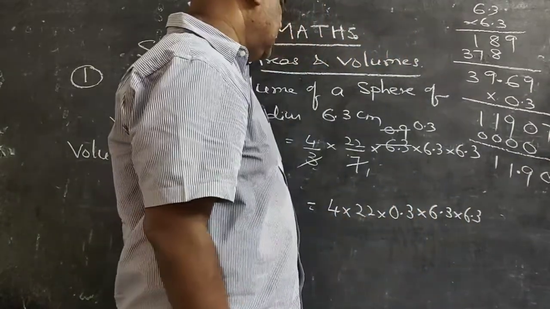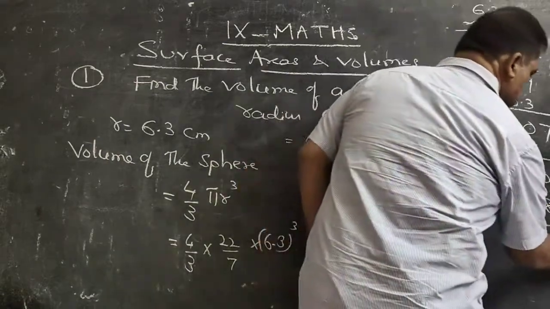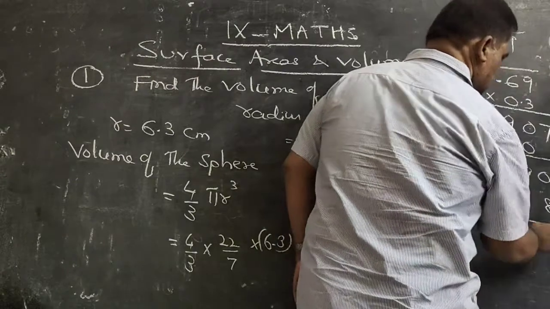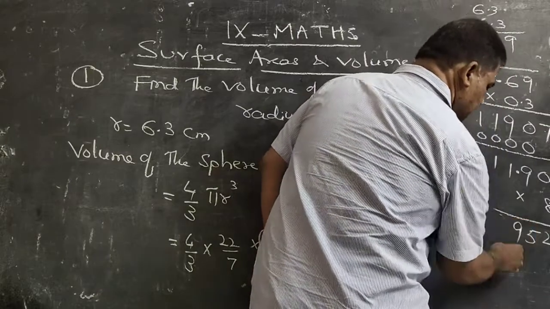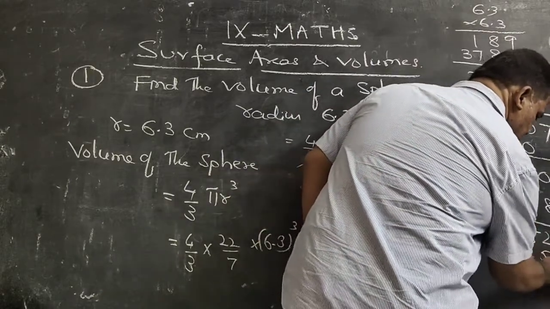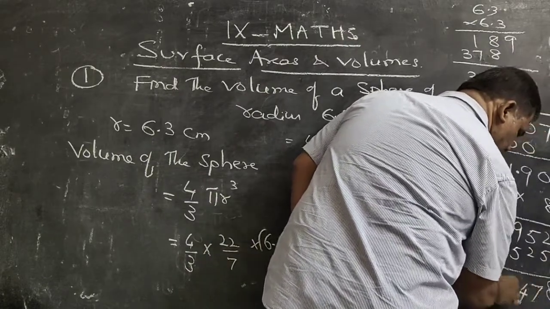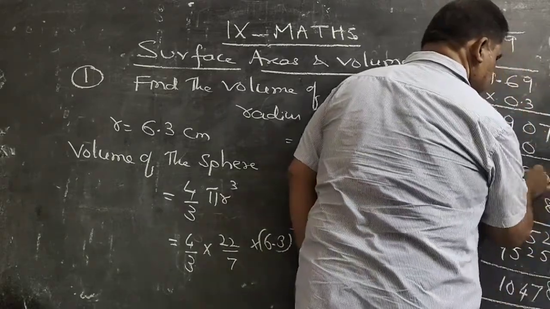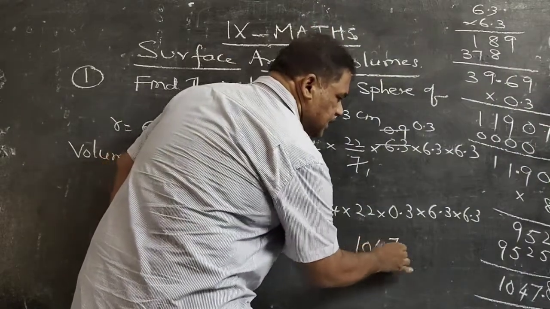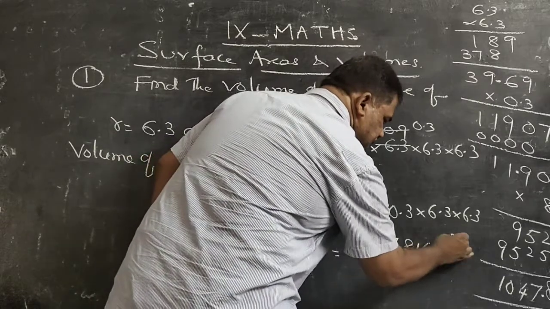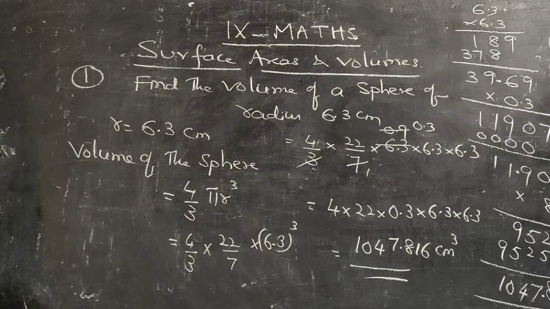That is 11.907 into 88. So the answer is 1047.816 centimeter cube.